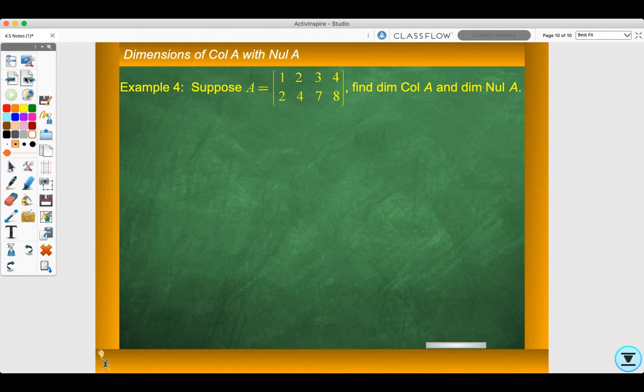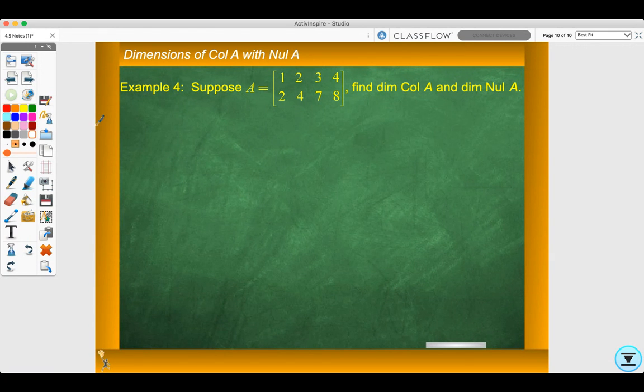So let's look at example 4. Suppose A is the matrix with rows (1, 2, 3, 4) and (2, 4, 7, 8). Find the dimension of Col A and the dimension of Null A. So we're talking about the dimensions of Col A and Null A. You need to remember that Col A is determined by the pivot columns of A, and the dimension of Null A is determined by the free variables. So we have to do that for both of these.